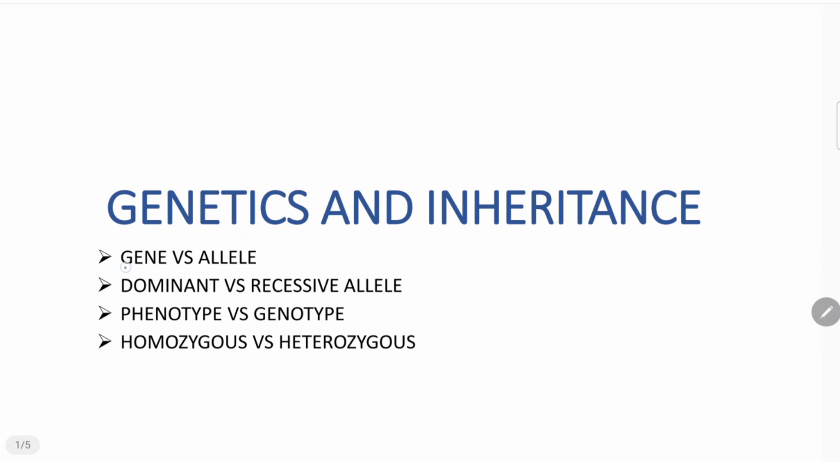First of all, we're going to look at the idea of a gene and an allele. These are very closely related terminologies that mean very different things, and we're going to focus on that. We're going to look at the idea of dominant as well as recessive alleles. We're also going to look at phenotypes as well as genotype. And then lastly, we're going to look at homozygous versus heterozygous. That is going to be our focus for today. Let's get started.